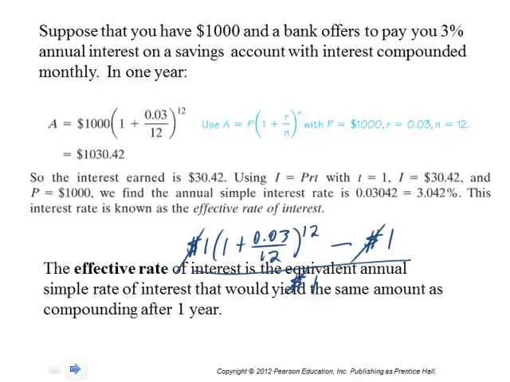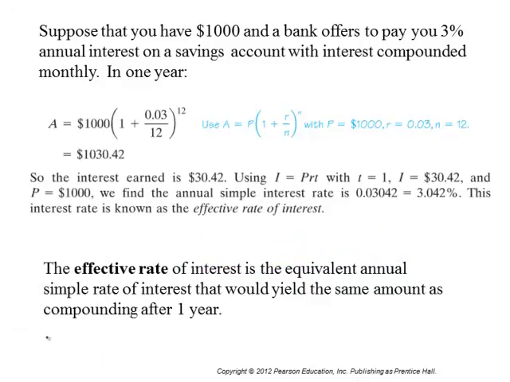That's the effective rate of interest. It's the equivalent annual simple rate of interest that would yield the same amount as compounding after 1 year. In other words, if I were to have invested this $1,000, and instead of doing any compound interest, just paid you 3.042%, then at the end of 1 year, I would have the same balance as if I were to have compound interest at 3% with monthly compounding.